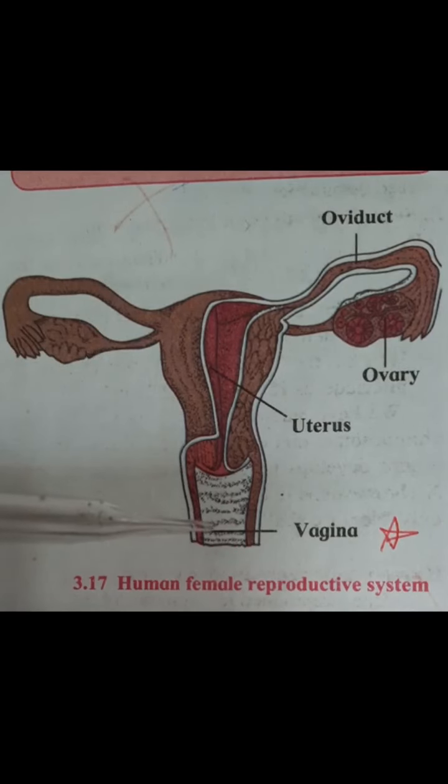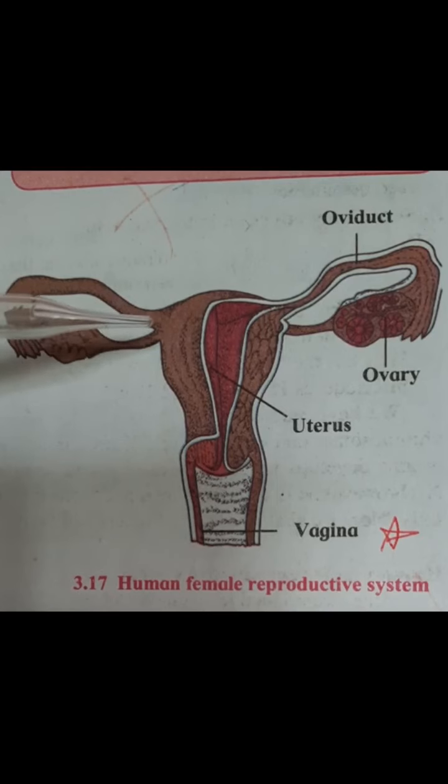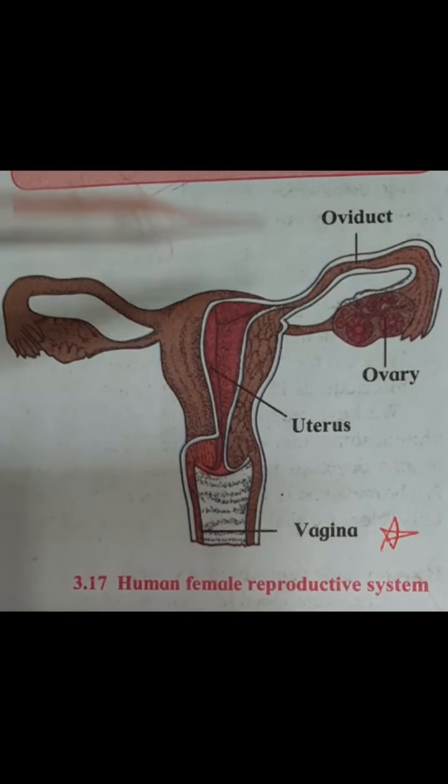And the last part is the vagina, but it is the most important part of the female reproductive system, as it receives the semen, because the semen is ejaculated by the penis of the male into the vagina of the female, right? So here the semen is received and then it goes into the uterus. Okay, so this is all about the female reproductive system.